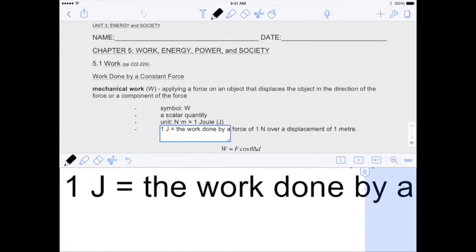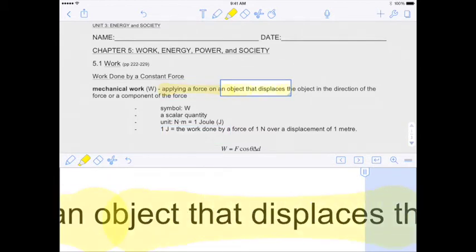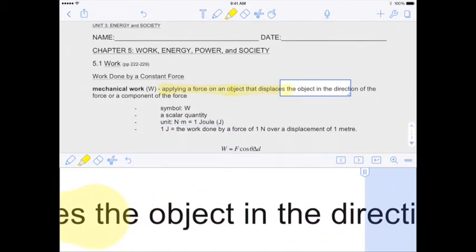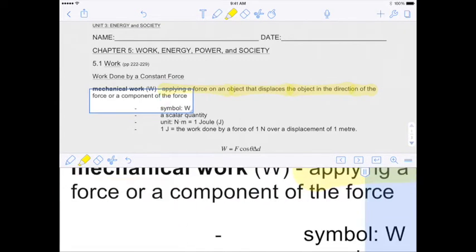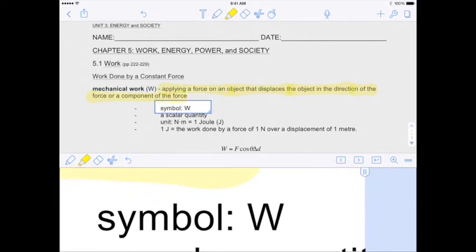So work is a physical quantity. We're familiar with the everyday expression work, so we have to be able to adopt this new definition and use it. The definition of work is applying force on an object that displaces the object in the direction of the force or a component of the force. The symbol for work is W, and it's a scalar quantity, so it does not include a direction.